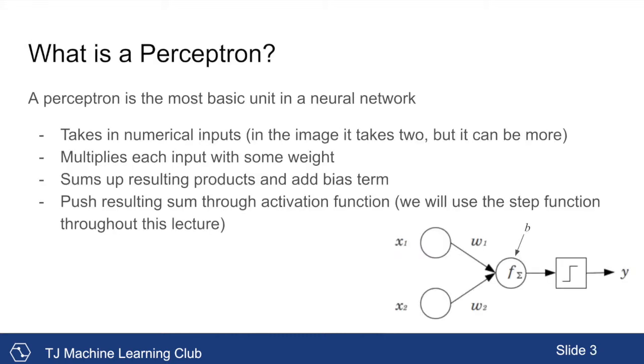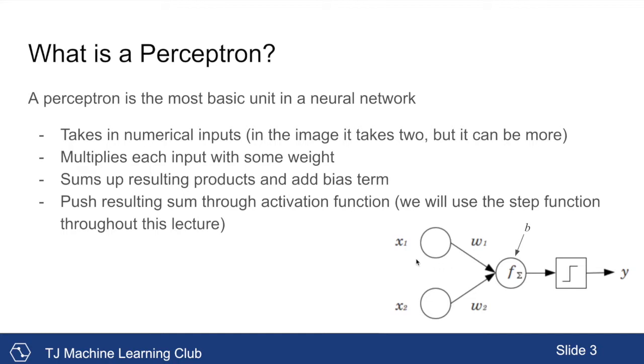Okay, let's talk about what a perceptron is. As I mentioned before, the perceptron is basically the most fundamental unit of a neural network, right? A neural network is basically a bunch of perceptrons glued together, and these neural networks can learn complex functions.